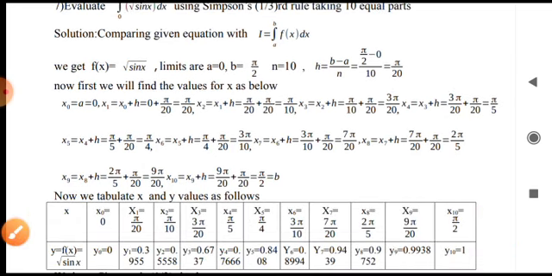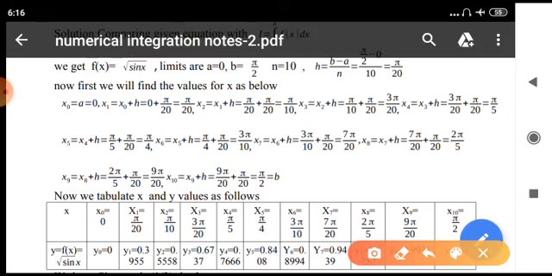Now we will find the values for x as follows. x0 is 0, x1 is x0 plus h, that is 0 plus pi by 20, which is pi by 20. x2 is x1 plus h, pi by 20 plus pi by 20, that is 2 pi by 20, which is equivalent to pi by 10. x3 is the previous value plus h, which comes out to be 3 pi by 20. x4 is 3 pi by 20 plus pi by 20, which is 4 pi by 20, equivalent to pi by 5. x5 is pi by 5 plus pi by 20, which is pi by 4.